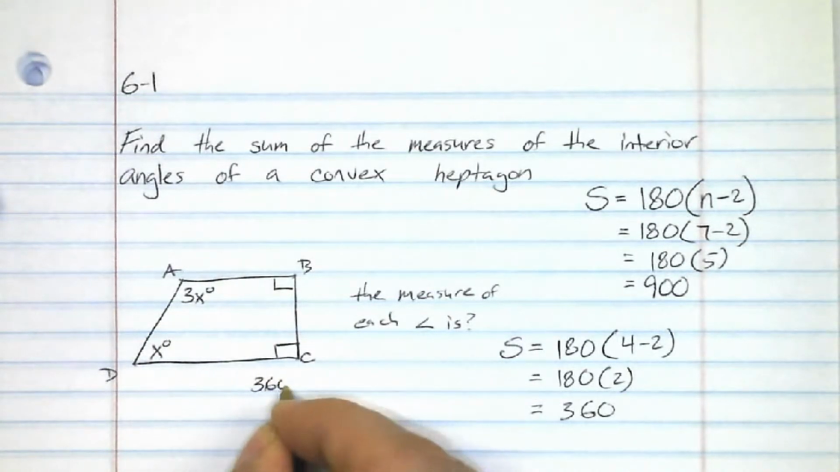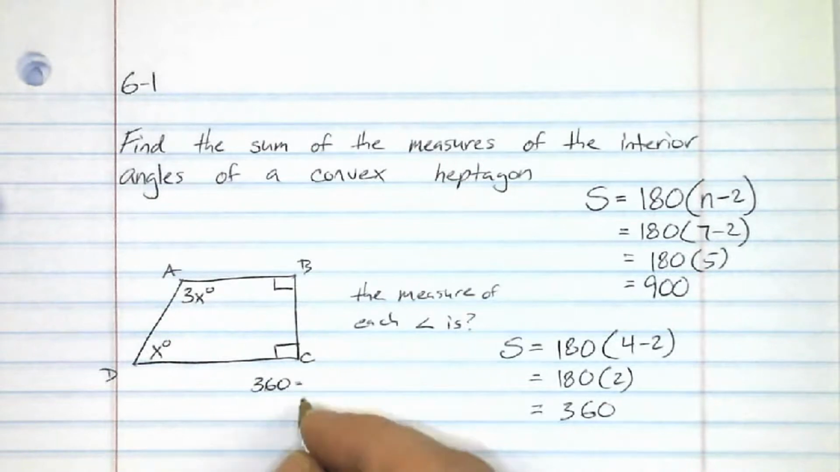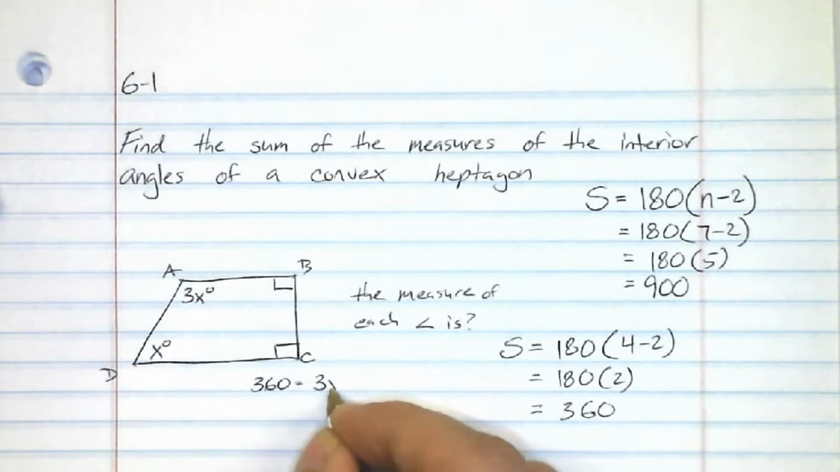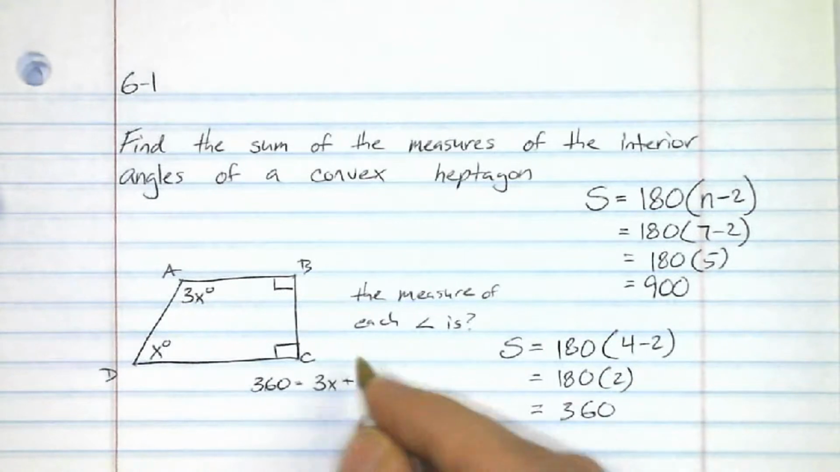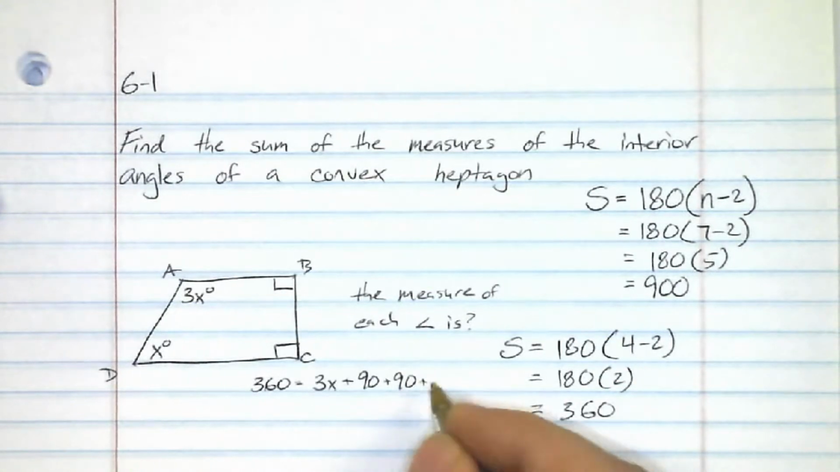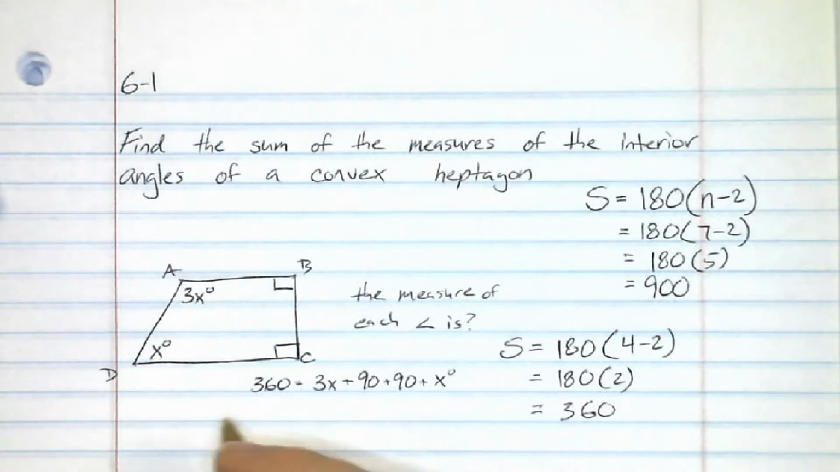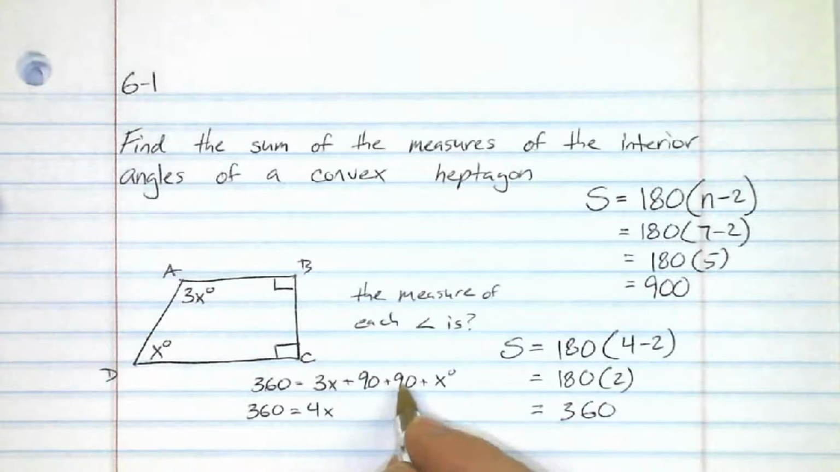Now keep in mind, this is not always 360. That's just what it worked out to since it was a four-sided figure. Five-sided figure would be different, six-sided, and so forth. You have to pop it in the equation, figure out what it is. So we have 360 degrees has to equal angle A, which is 3x, plus angle B, remember that means 90 degrees, plus angle C, which is 90 degrees, plus angle D, which is x degrees. Now, 3x's and an x, that's 4x's, and 90 and 90 is 180.